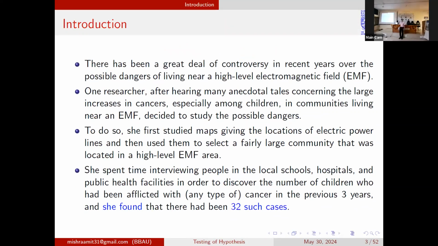I start with an example. Actually, I will cover two to three examples just to show the variety we have. All of you know there is a controversy. If your house is in an electromagnetic field area, then people say there is a high chance of cancer. So one researcher is thinking about whether this statement is true or not, that is, whether there is any impact of electromagnetic field on a person so that the person can get cancer.